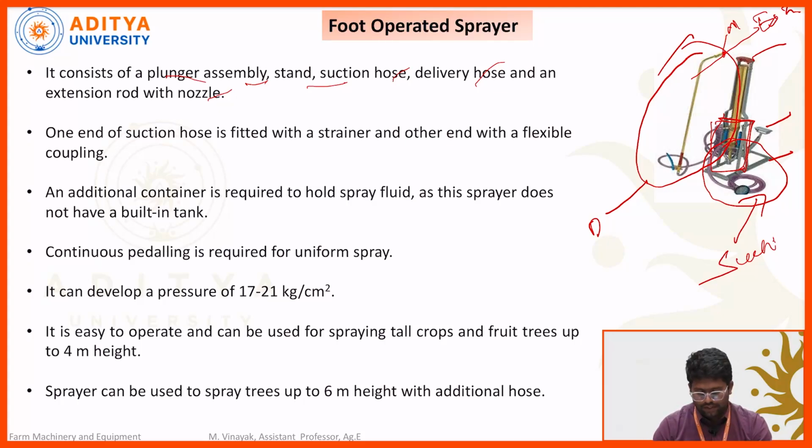One end of the suction hose is fitted with a strainer and the other end has a flexible coupling. One end of the suction line is provided with this strainer. The main purpose of the strainer is to filter any foreign material present in the liquid before it enters the pressure chamber, so that we can maintain the optimum operating pressure in the sprayer. If any foreign material enters the pressure chamber, what will happen? The entire spray pattern will be blocked. That's why we provide the strainer.